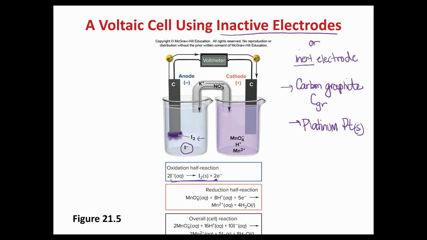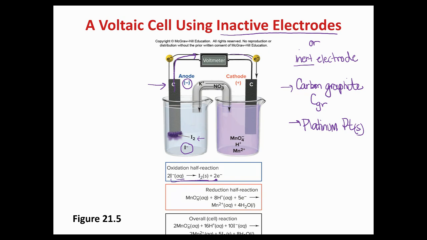Okay, and the reason is practical: you can't clamp a wire onto things that are aqueous or powdery solids like iodine. So here's the carbon graphite. Okay, so the I- is in solution with I2, and it's going to lose electrons. It's the anode. Notice it's negative. Anodes are always negative in a voltaic cell. The electrons are going to flow to the other side. Now, on the other side is permanganate, acid, and Mn2+. And on that side, the permanganate ion is reduced.